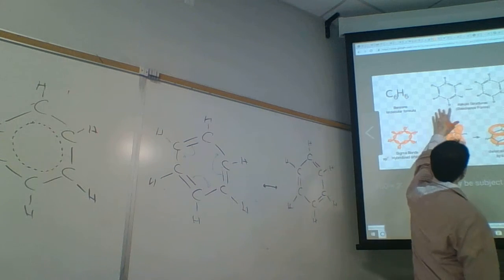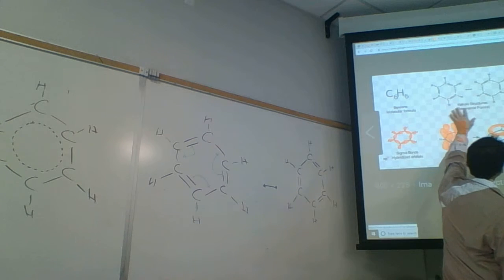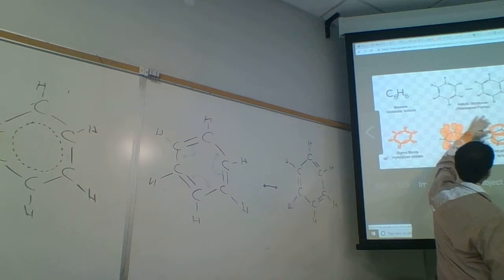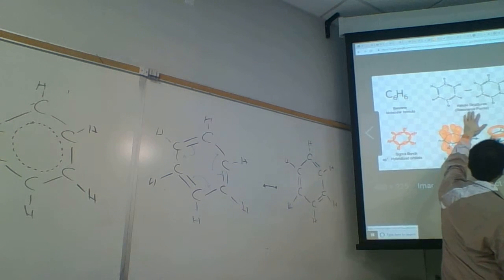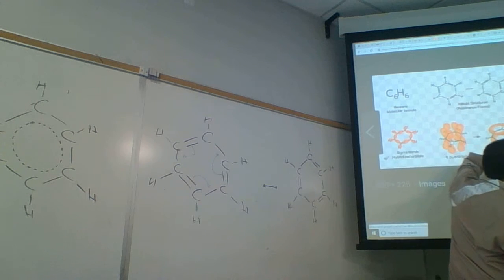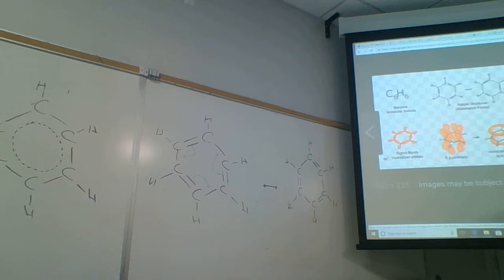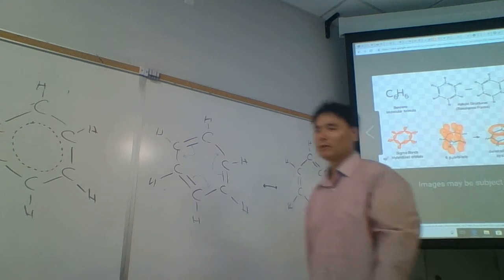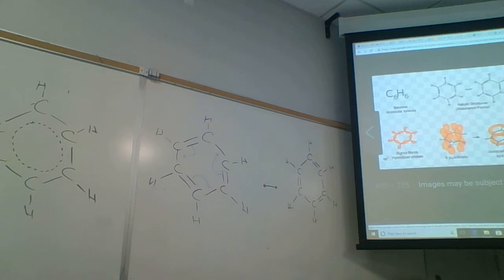So here are the two resonance forms. For benzene, these are traditionally called Kekulé structures, but they're just resonance structures here. Typically, the hybrid is shown in two ways. I'll show you how we show the hybrid structure.